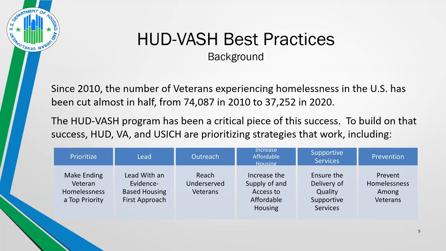Working extremely hard to increase the supply of affordable housing. We all know that a significant obstacle to eradicating homelessness is the lack of affordable housing. And so all agencies are working to provide tools and resources to engage landlords and affordable housing developers to create and subsidize affordable housing. Ensure the delivery of supportive services. We all know that supportive services are critical in helping our veterans remain stably housed. And lastly, prevention. So strengthening crisis response systems across the nation and developing resources to ensure that when and where possible, veteran homelessness can be prevented. Next slide, please.